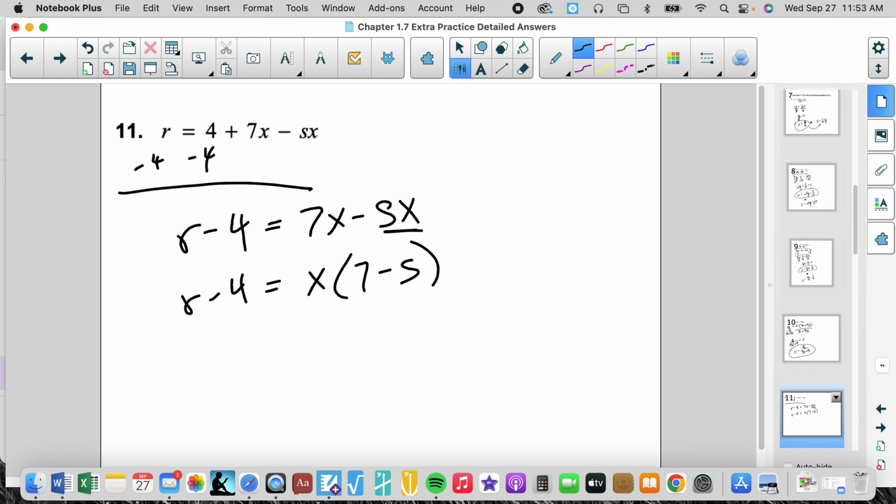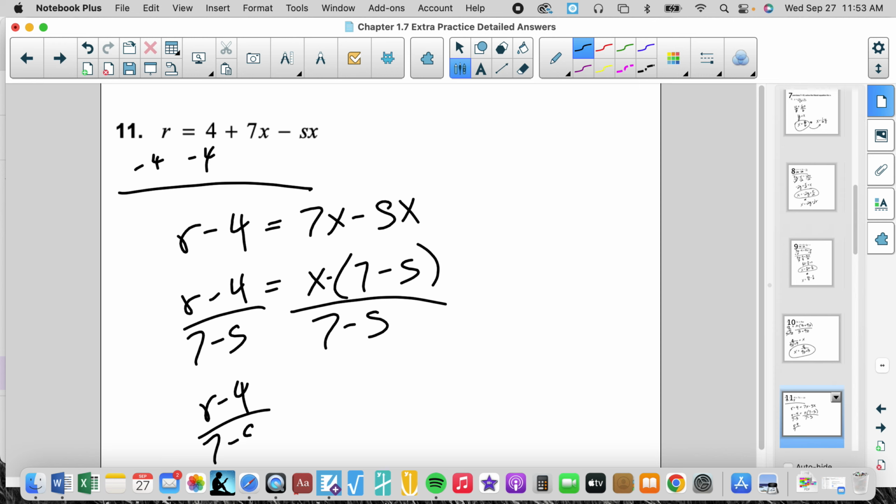Notice these variables are in alphabetical order, as we had talked about when you have multiple variables. So now I have x times that. I'm going to divide by 7 minus s, divide by 7 minus s. You'll get r minus 4 over 7 minus s equals x.